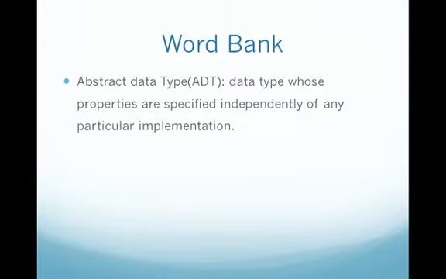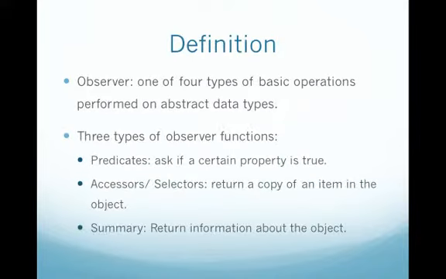Before we start talking about observers, I'd like to define what an abstract data type is. An abstract data type is a data type whose properties are specified independently of any particular implementation. An observer is one of the four types of basic operations performed on an abstract data type.